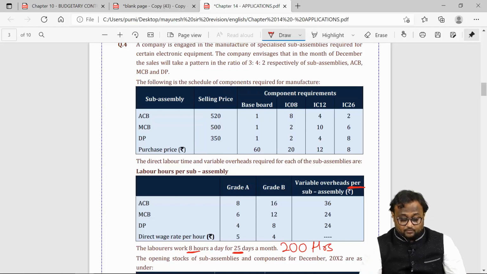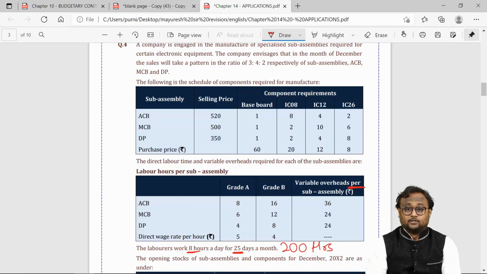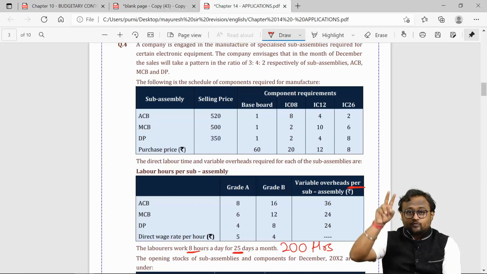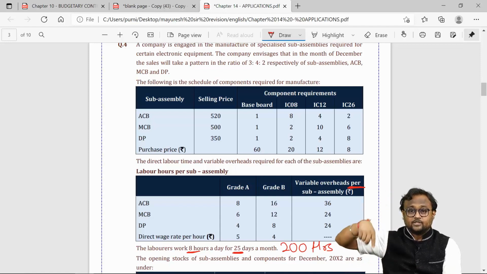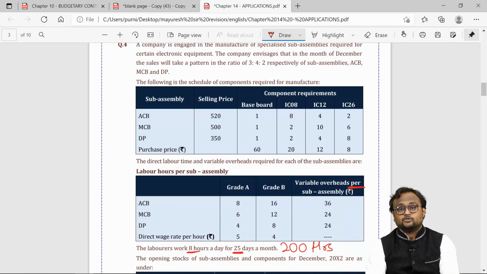Yes. So what are we supposed to do? See, I'll first revise something. You need contribution per unit of a finished product. If you need contribution per unit of a finished product, you will need finished goods columns: ACB, MCB, DP. ACB, MCB, DP, 3 columns.